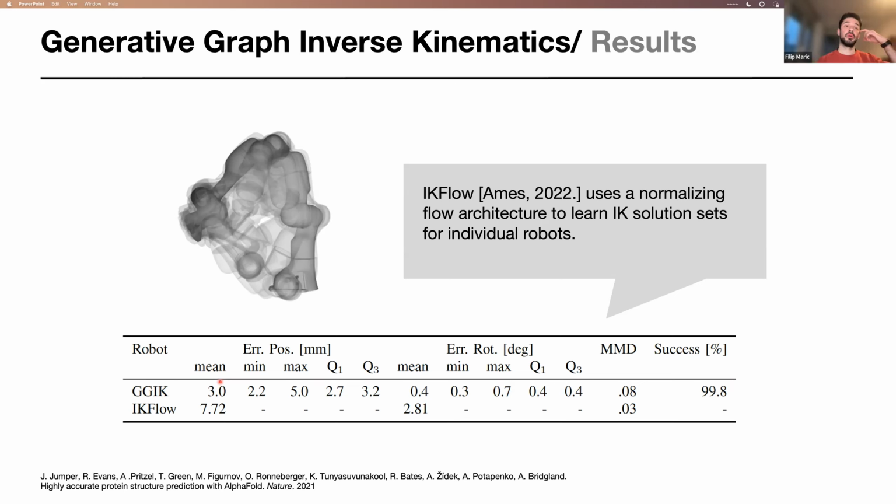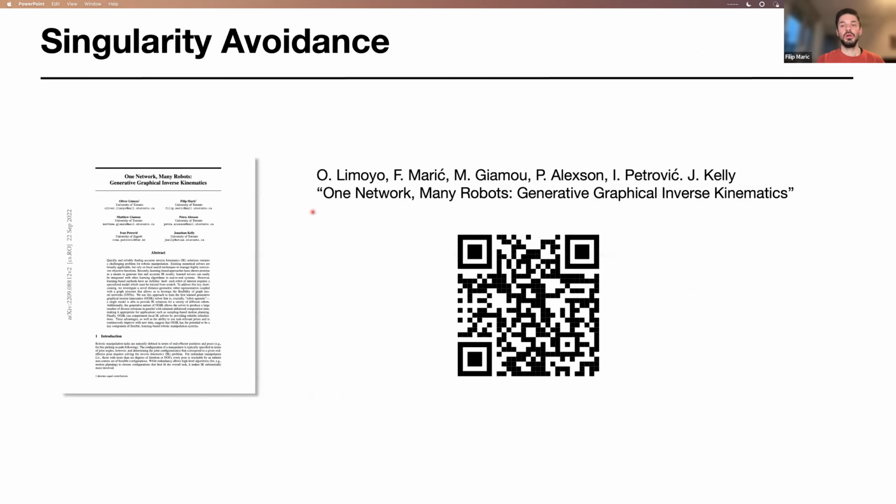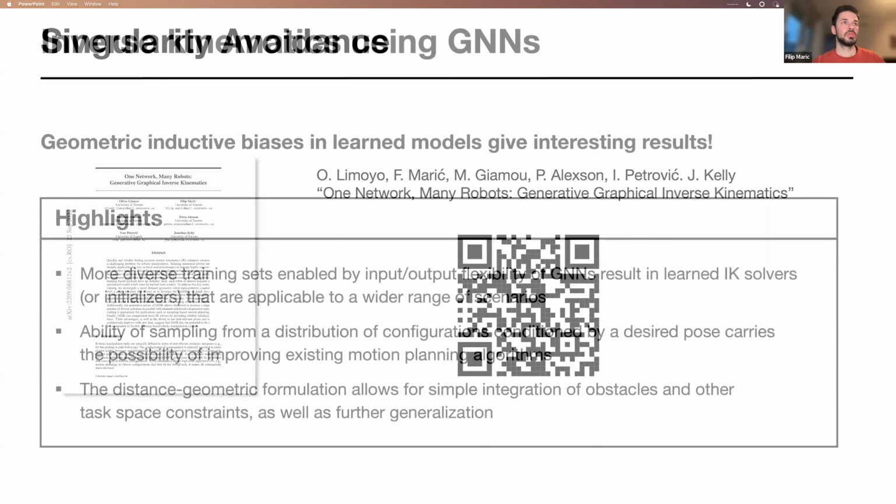And this allowed us to compare directly to a very recent paper that uses a normalizing flow type architecture to learn solution sets for individual robots. And we've outperformed that architecture as well. So this research is currently available as a preprint on arXiv. We will soon submit it somewhere, and we also will soon update this preprint with our latest results.